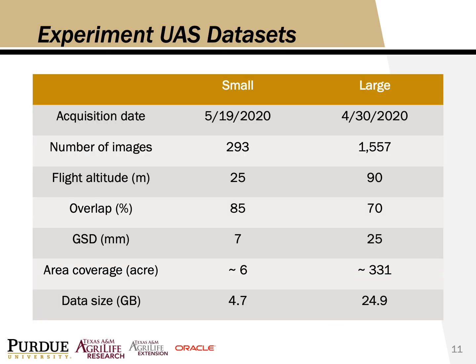And these are some of the UAS data sets we used for the experiment. We just used 2 different data sets, 1 small and 1 large. The number of images is the main difference here: 203 images for the small data set, and 1,500 images for the large data set. The data size for the small one is 4.7 gigabytes, and the large data set is almost 25 gigabytes.